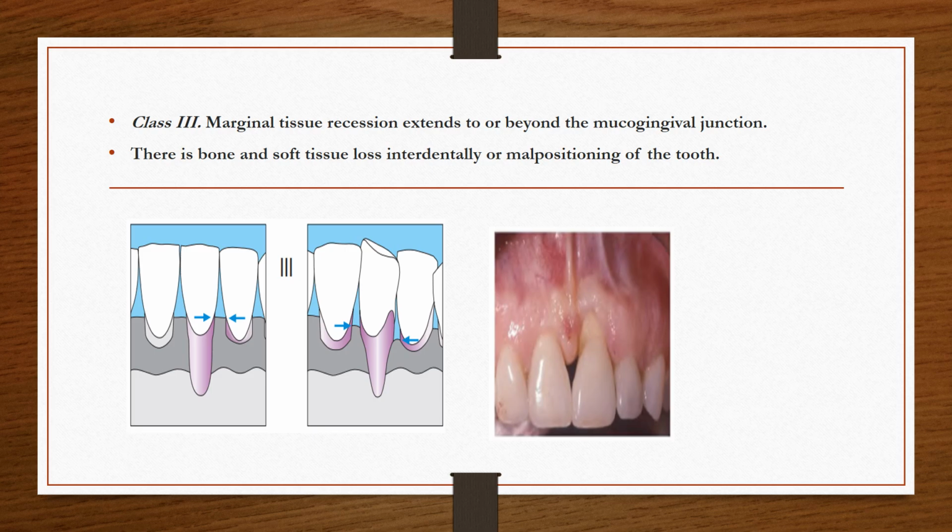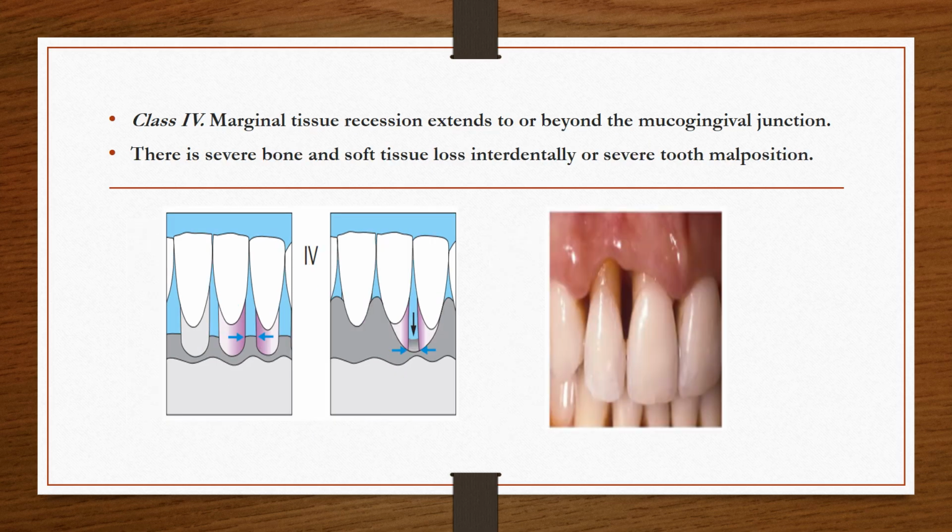Whereas in class 3, you can see that slight rotation can be there, or cannot be there, but it will extend beyond the mucogingival junction and there is some amount of soft tissue and bone loss. Okay, but still it is coronal to the level of recession. And in class 4, you can see that the interdental area will go beyond it. That is, it will extend to the mucogingival junction and there is a severe amount of soft tissue and bone loss. You can see clinically also.